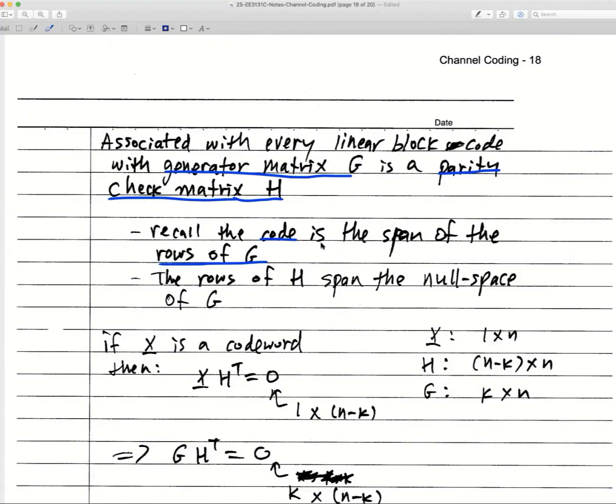Now, this parity check matrix H is going to be the span of the null space of G. Remember, all these things sit in n-dimensional space, but your code is k-dimensional. So there are these other dimensions here. Those other dimensions are H. When you look at the span of those other dimensions, called the null space, you get H.